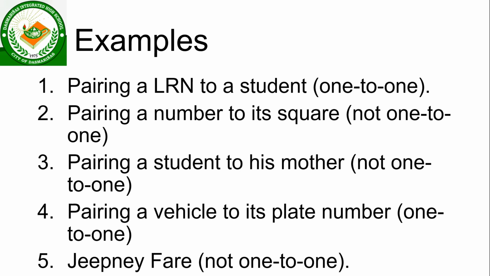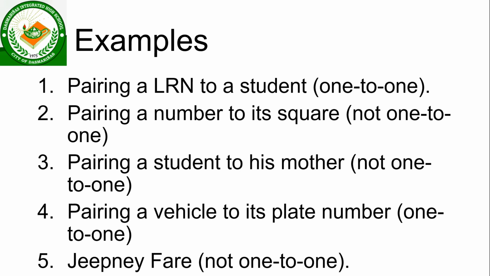Okay? For number 3 is pairing a student to his mother. A student has only one mother, but a mother may have children who are also students. So a student to his mother, it seems to be one-to-one, but a mother can also have many students or children who are students. So it is not one-to-one, it is also many-to-one.